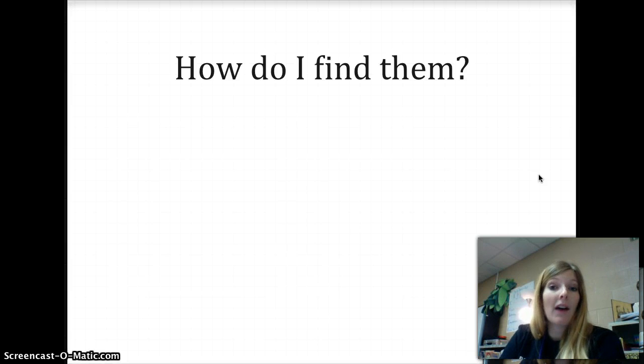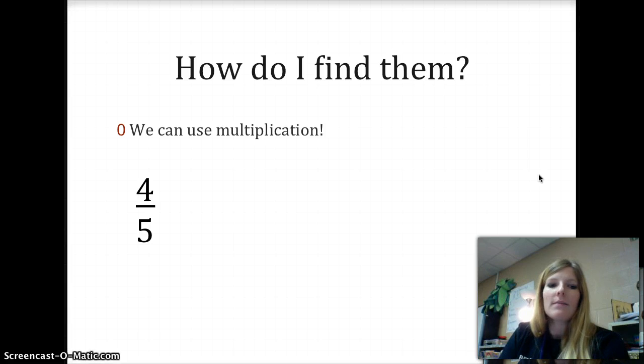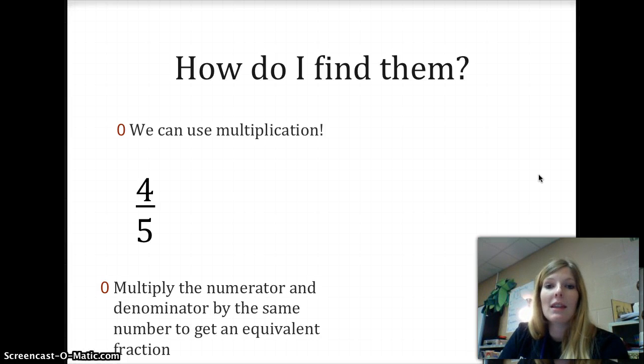Okay, how do I find equivalent fractions? This is an important part. We can use multiplication. It makes it really easy. So let's start with a sample fraction, 4/5. 4/5 is our base one we're going to start with. We just need to multiply the numerator and the denominator by the same number, and it can be any number, and we'll get a fraction that's equivalent to what we started with. Let me show you what I mean.